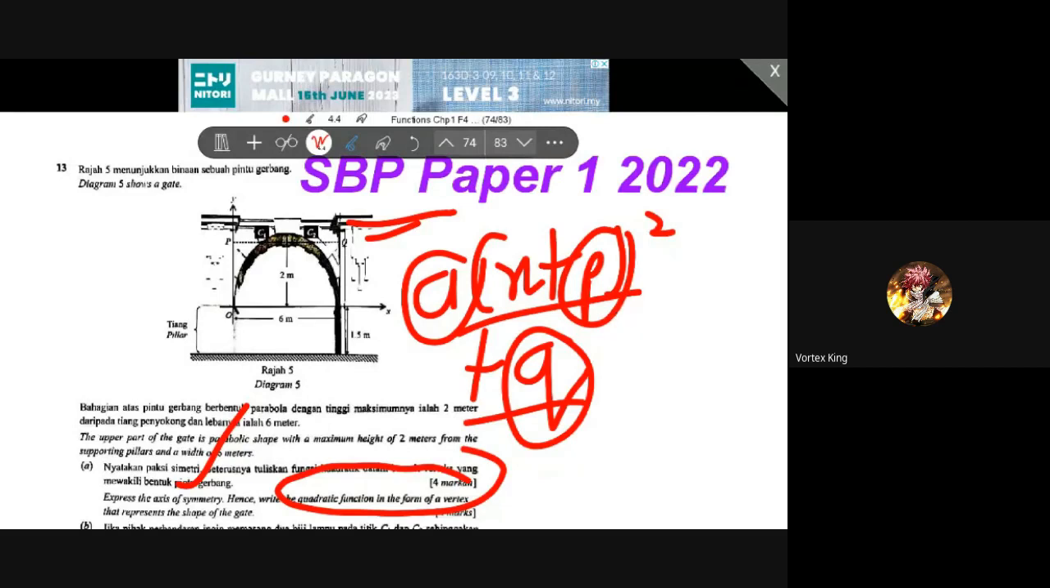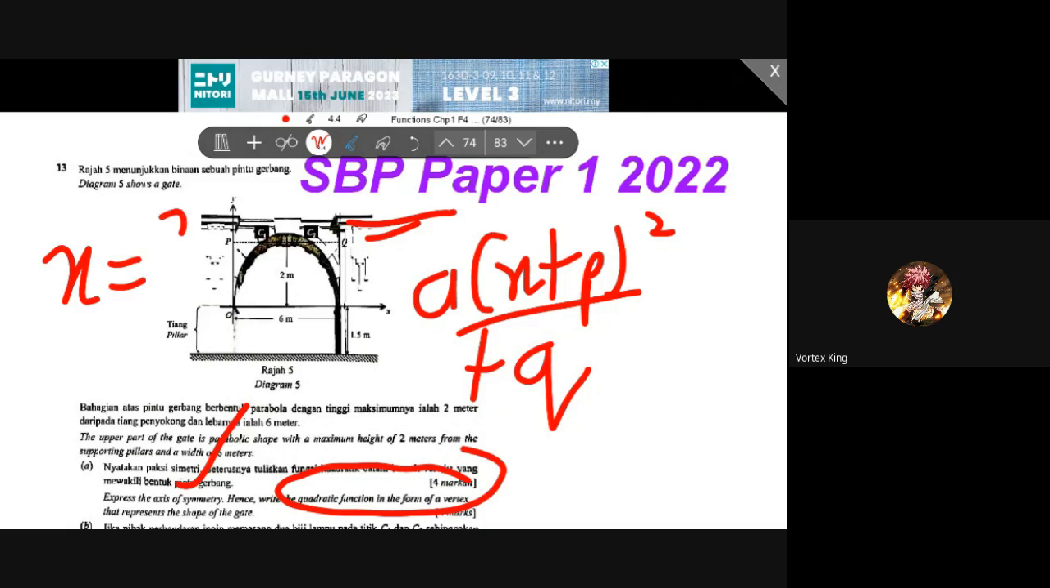Okay, so nilai P kamu boleh tentukan dah. Because kamu dah nyatakan tadi, you already stated that X equals 3. So yeah, X plus P. So can you tell me your P value? Apa nilai P kamu sekarang? If X equals 3. Very good.